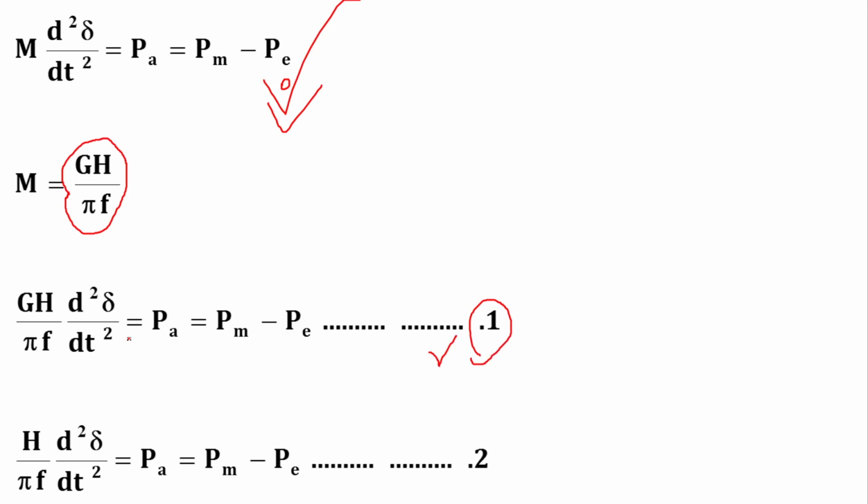Now, if I want to write the swing equation in per unit base, in pu, we have to remove this G, because if I want to convert into per unit, then I have to divide this equation by G. So, G will get cancelled. So, the per unit swing equation looks like this: H upon pi f d square delta by dt square is equal to Pa is equal to Pm minus Pe. So, this is the per unit equation for the swing equation.